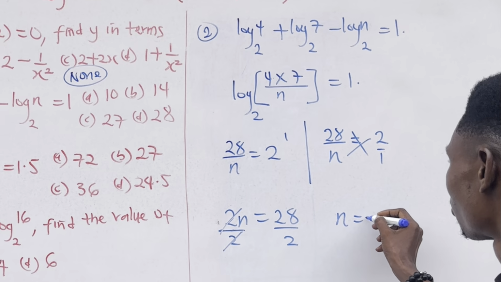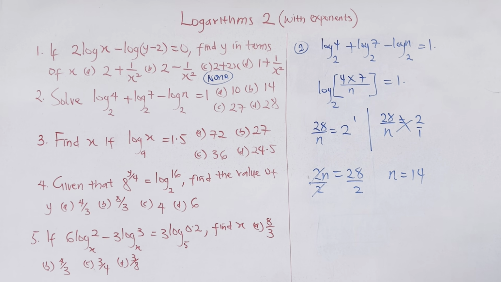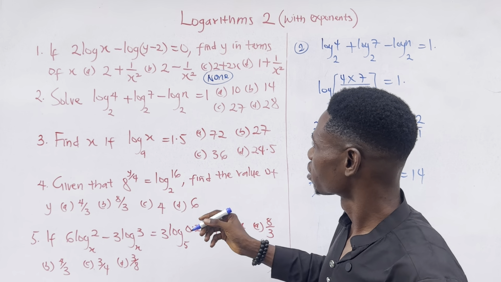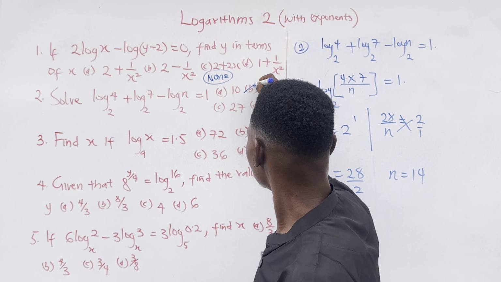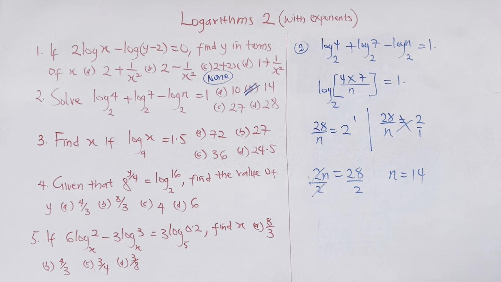So our n is equal to 14. Okay, so we just solved number 2. Our correct answer will be option B, 14. Okay, so let's move to number 3 quickly.